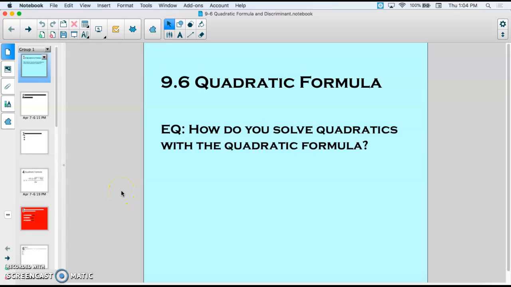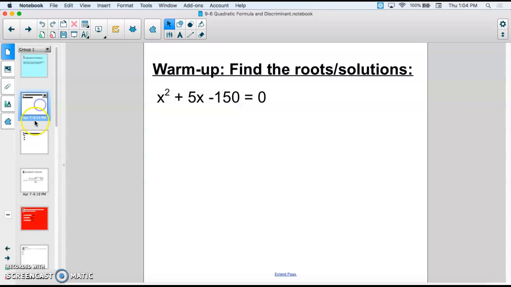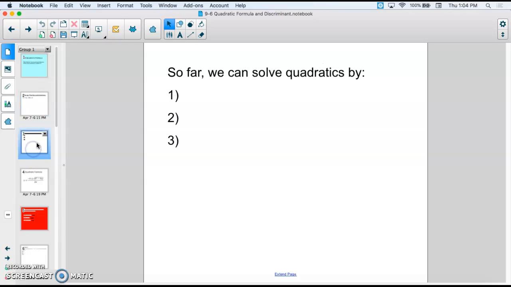We're talking about the quadratic formula. So up until now, we have worked with different ways to solve quadratic equations, and today we're going to use the quadratic formula. Our essential question: how do you solve quadratics with the quadratic formula? All right, we're going to skip the warm-up for the video.